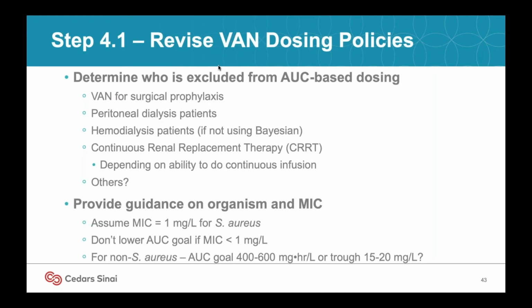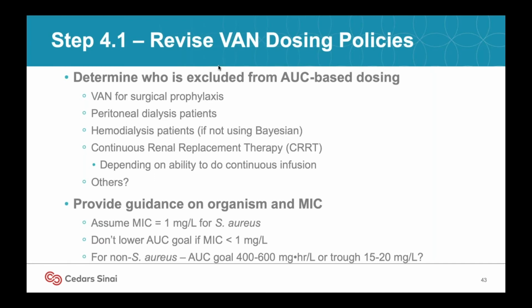However, if it's above 1, you may want to provide some guidance on considering alternative therapy, particularly in that patient that's failing to respond to vancomycin. But the big question is, what about non-Staph aureus isolates? Most of our evidence for AUC to MIC dosing for Vanco comes from Staph aureus bacteremia. That said, there are some preliminary data suggesting these AUC targets for efficacy are similar in enterococci.